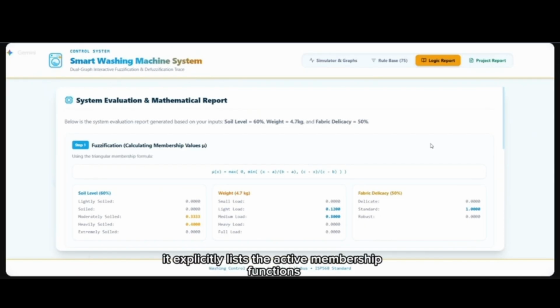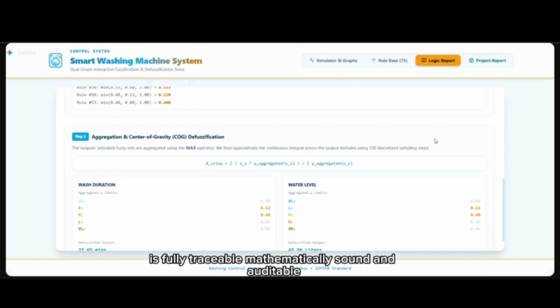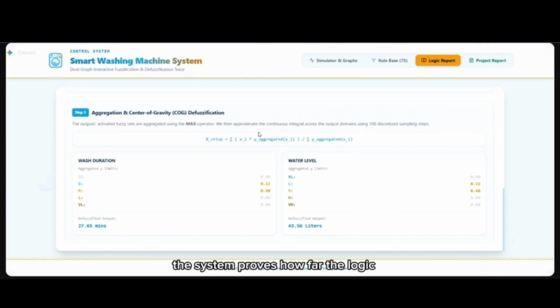It explicitly lists the active membership functions, shows the precise clipping levels for every firing rule, and provides step-by-step summation for the centroid defuzzification formula. This ensures that every cycle executed by the hardware is fully traceable, mathematically sound, and auditable. To wrap up, by combining the real-time adjustment of the simulator and graphs interface with the rigorous mathematical validation of the logic report, the system proves how fuzzy logic can make everyday appliances significantly more sustainable and efficient.